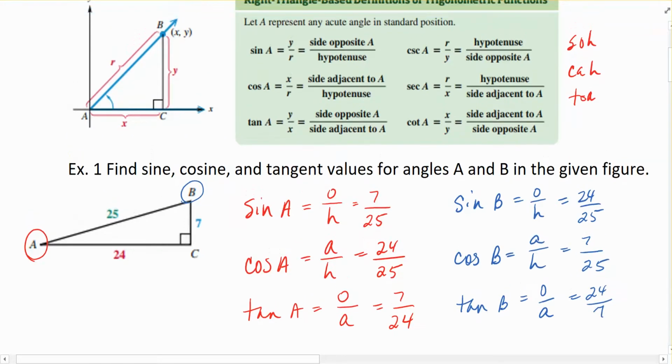Now, we could come back in and figure out what cosecant, secant, and cotangent were because we already know the reciprocal identities, so we could apply those if we needed to in determining the remaining function values for either angle A or angle B once I already had the first three done. So that's how we can go about using right triangle definitions for triangles that don't happen to be falling on our circle.